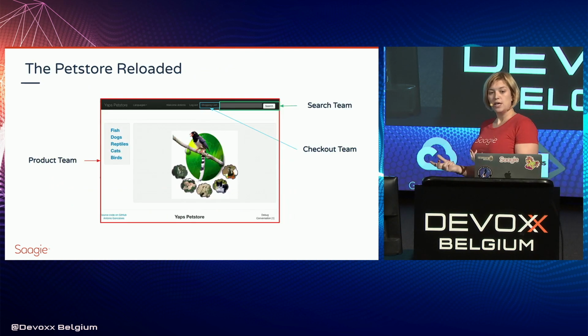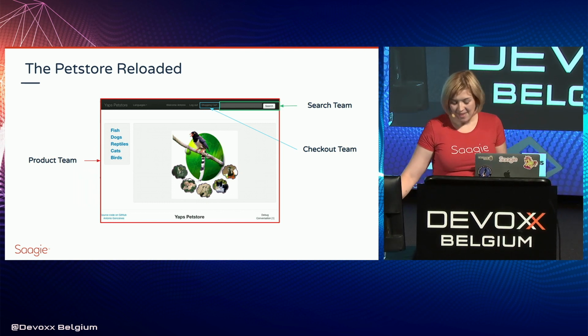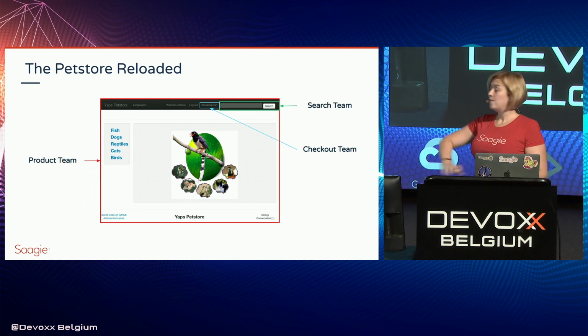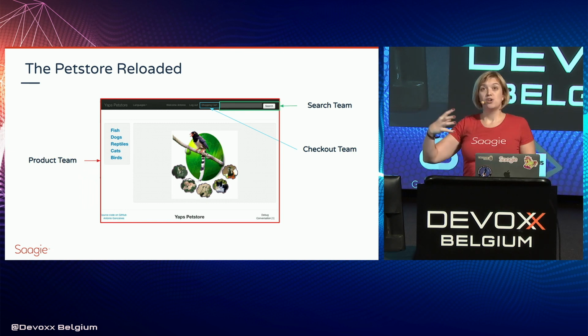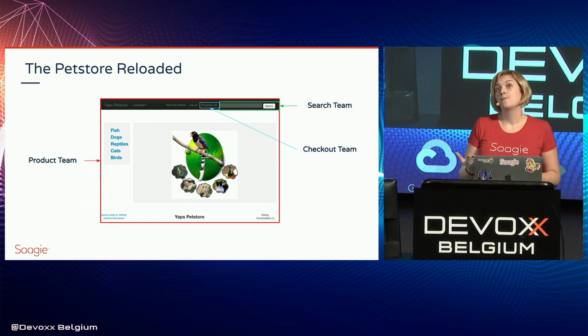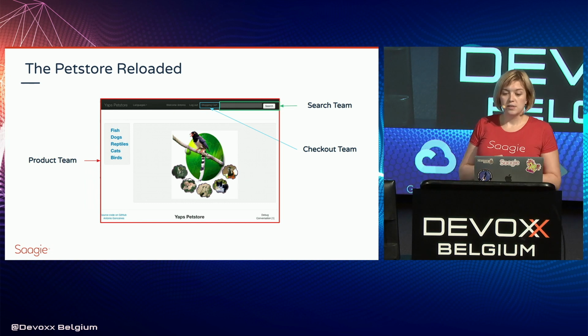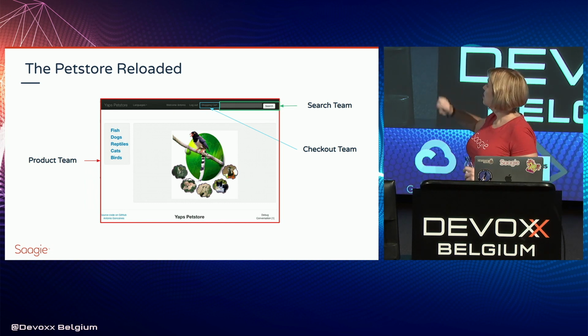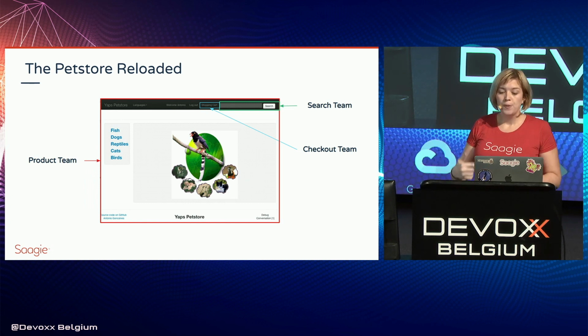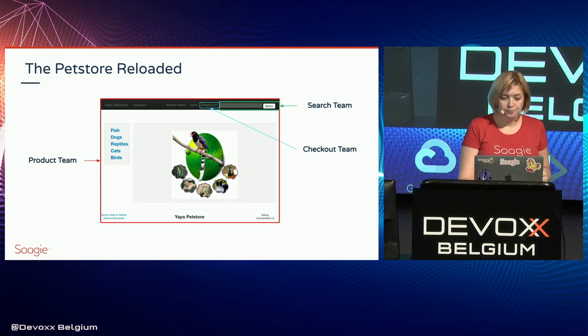So if we're looking back at our pet store, but a little bit better pet store, thanks to Antonio. So we would have a product team, which is in charge of this page, and it's the only one in charge of this page. And this team is going to use components provided by other teams, like the shopping cart menu provided by the checkout team, and the search bar, which is provided by the search team.